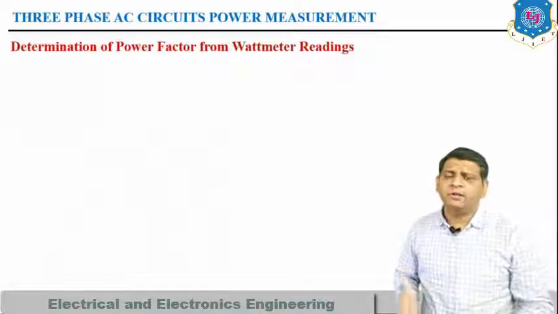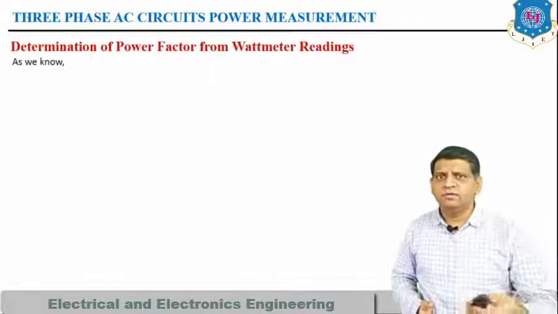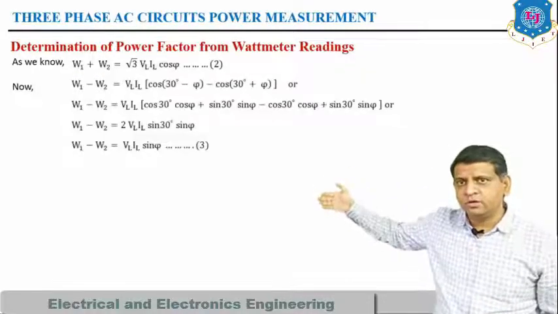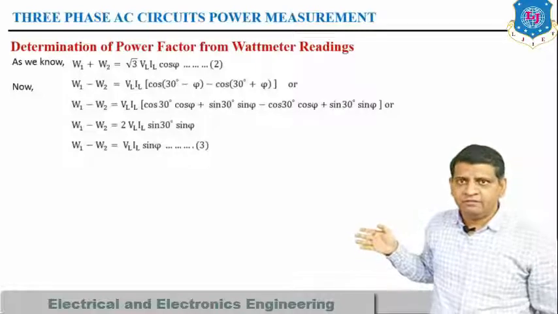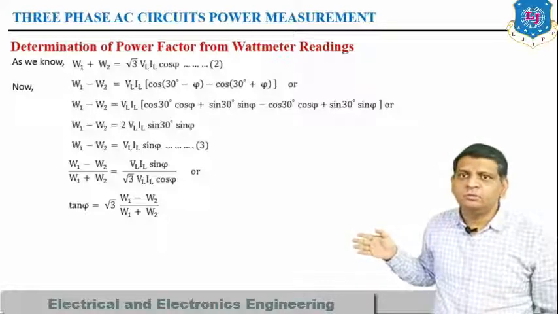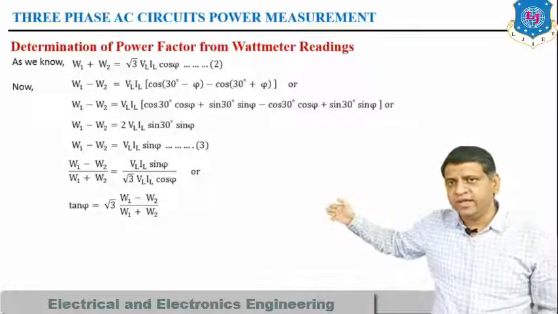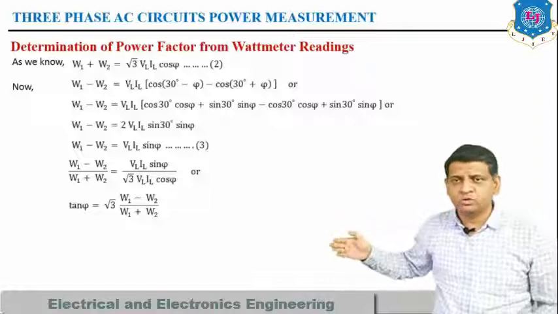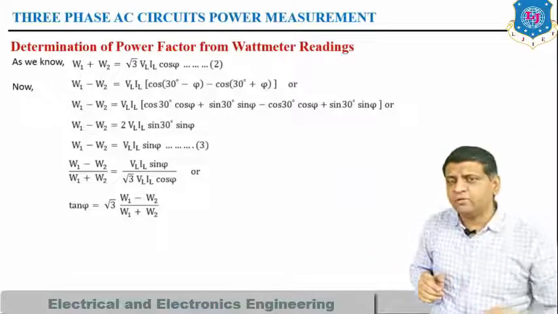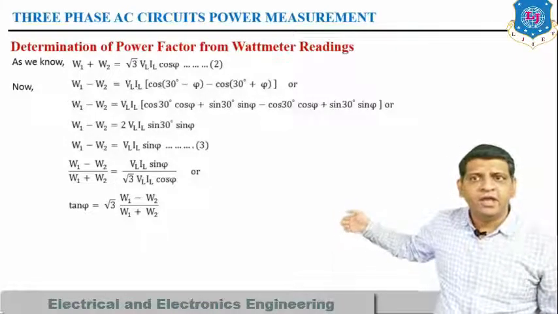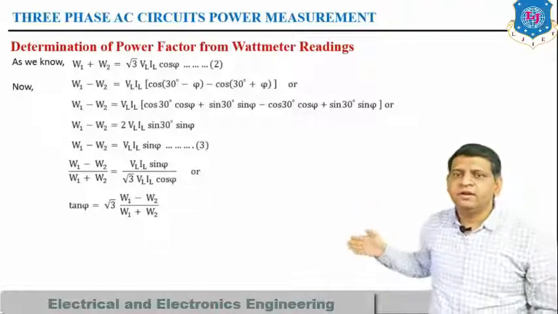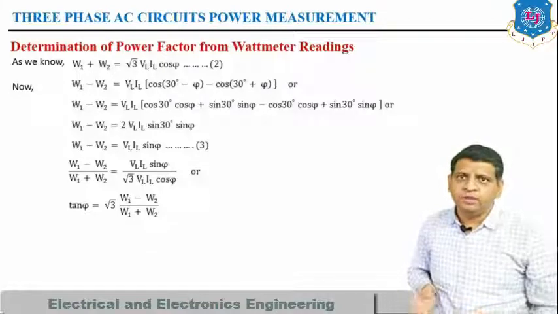Now, further we will find the power factor from these equations, where we have W1 and W2. If I am taking here W1 minus W2 and use the trigonometry, you will find it is VLIL sin phi. Now, taking the ratio of W1 minus W2 and W1 plus W2, you can see here the ratio is VLIL sin phi divided by root 3 VLIL cos phi, where sin phi divided by cos phi is equal to tan phi. So, converting into the subject of tan phi, you can see here tan phi is equal to root 3 times W1 minus W2 divided by W1 plus W2.